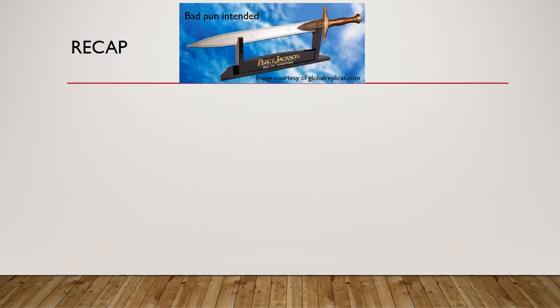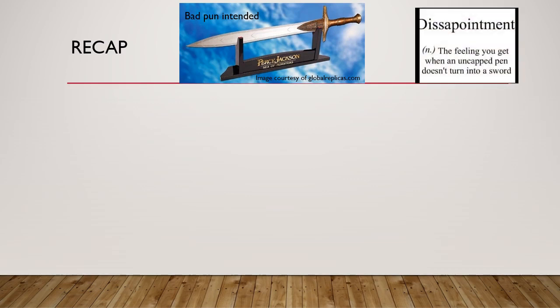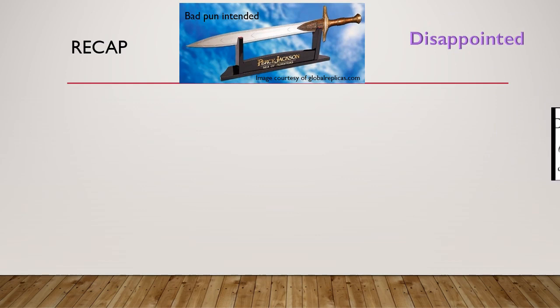Okay, so to recap the big 3 equations, and yes, this is a bad pun here. That is a picture of Riptide from the Percy Jackson series. In case any of you are fans, you will know that Riptide will turn into a pen once you put the cap back on it. And the reason I have this picture on here is because originally I was looking for a nice play on the word recap, and I came across this disaster. It says disappointment. Noun, the feeling you get when an uncapped pen doesn't turn into a sword, which would be terribly clever except for the whole misspelling of the word disappointment, which left me disappointed.